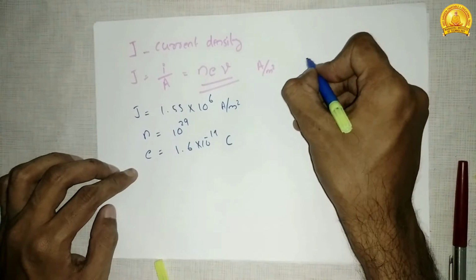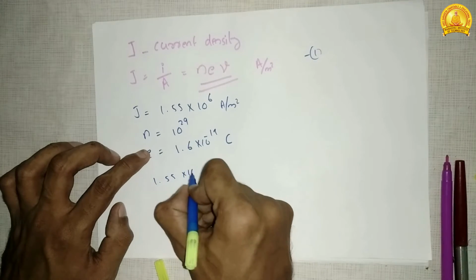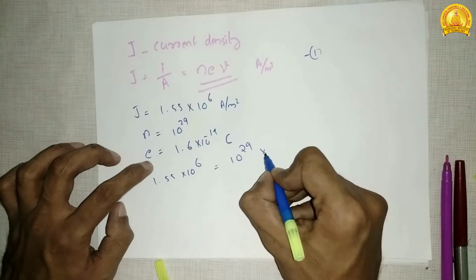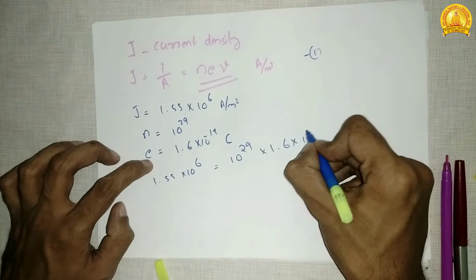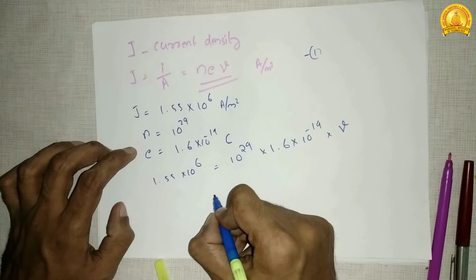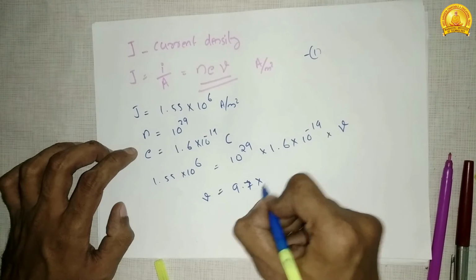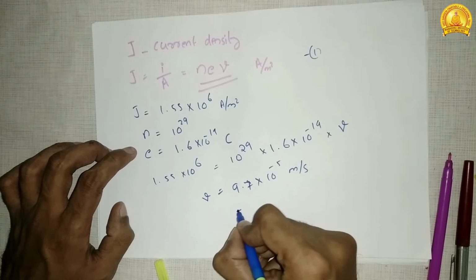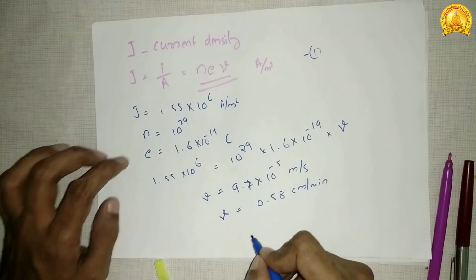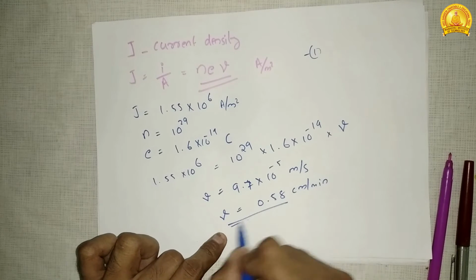So I am going to put this as equation number 1. Then 1.55 into 10 raised to 6 is equal to the number of electrons, 10 raised to 29, and the charge of one electron, 1.6 into 10 raised to minus 19, then into v. So we will get v is equal to 9.7 into 10 raised to minus 5 meter per second, or 0.58 centimeter per minute. This is the electron drift velocity of that material, of those free electrons.